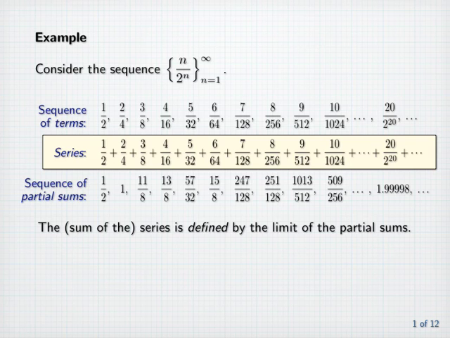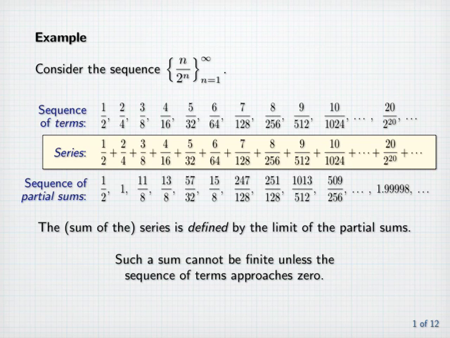is equal to 2. Let's also notice here that such a sum cannot be finite unless the sequence of terms approaches 0. In particular, if all the terms are positive and do not approach 0, then the partial sums simply get larger and larger, and that sequence will diverge to infinity.